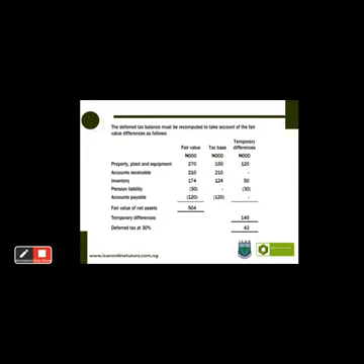Temporary difference is 140. So the deferred tax will be at 30%, which is 42,000 naira. So in this case now, with this revaluation, we could see that the deferred tax has changed from 9,000 to 42,000. You know, previously it was 9,000.